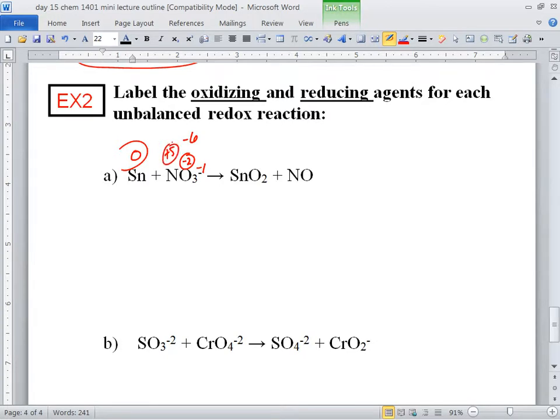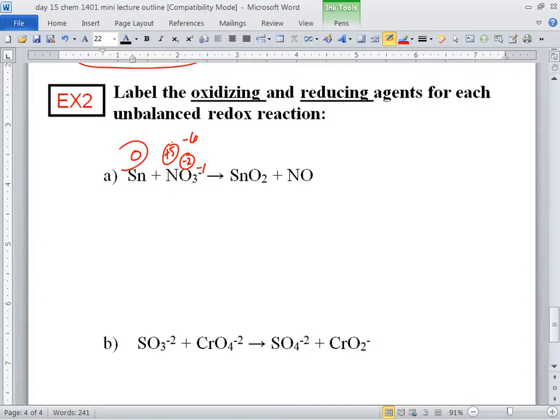In fact, do you realize we really don't need to do nitrate? All we need to do is figure out what tin is doing. Because one of these has to be the reducing agent, one has to be the oxidizing agent. So really just got to figure out one of them. Might have been easier just to work with tin and not even worry about nitrate.